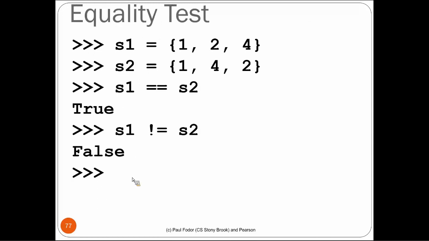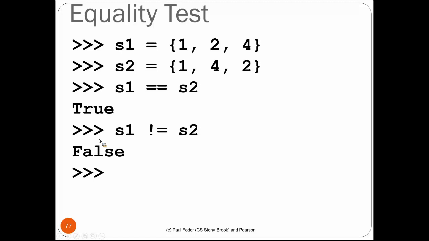We can check if sets are equal, and as you can see in this example, sets are unordered collections of elements. So {1, 2, 4} is a set equal to {1, 4, 2}. Basically, if equal, it returns true; if not equal, it returns false.